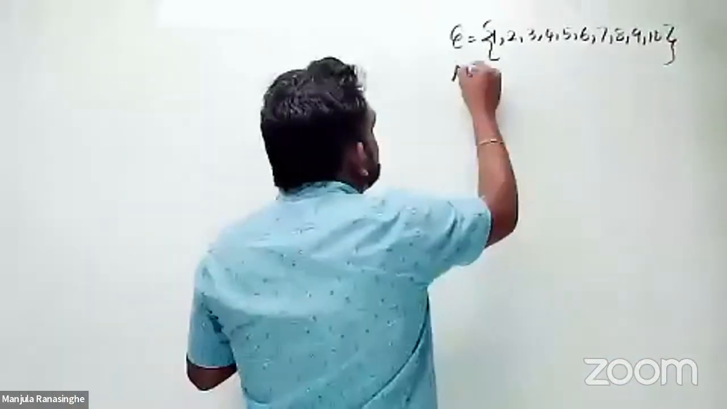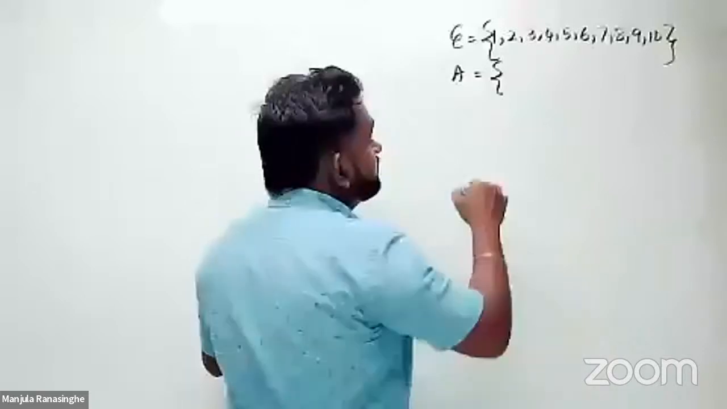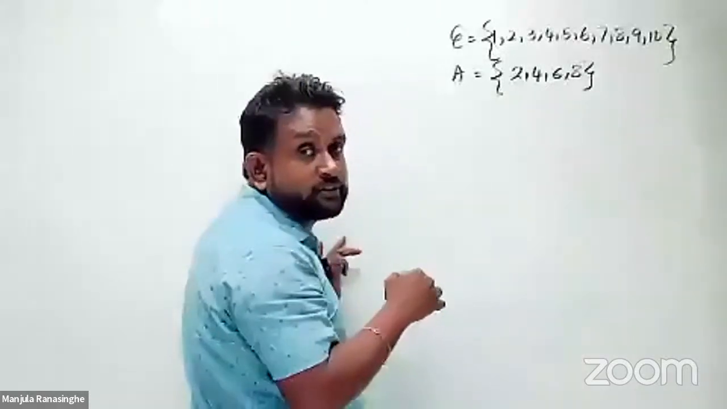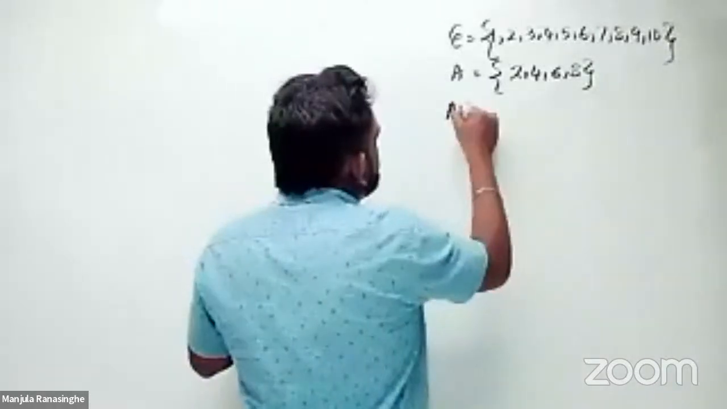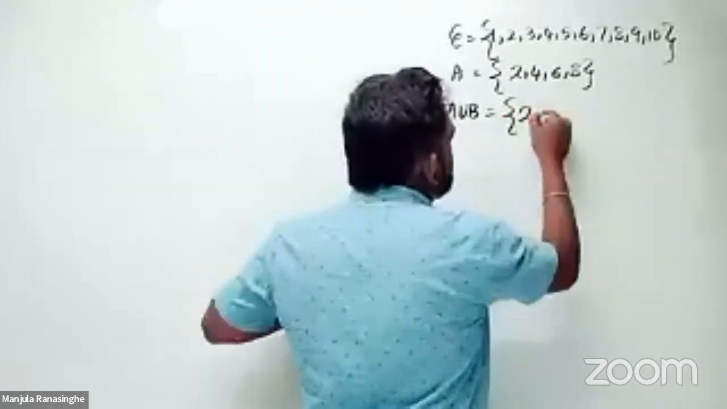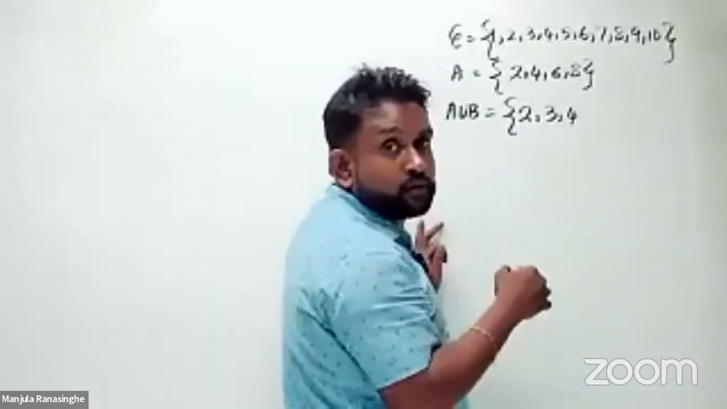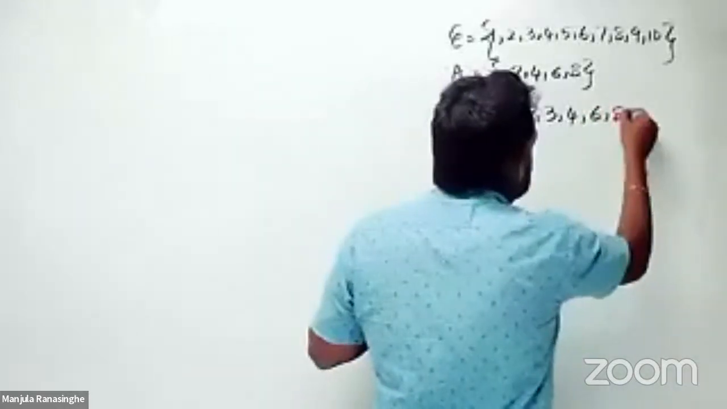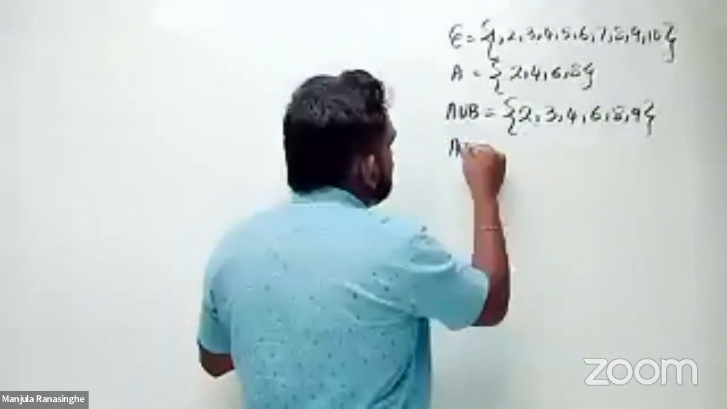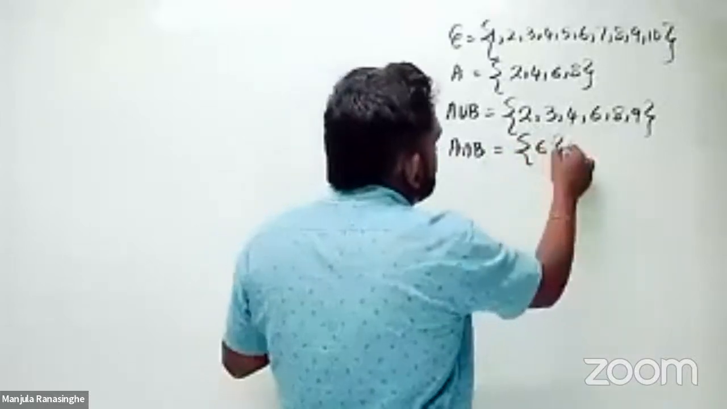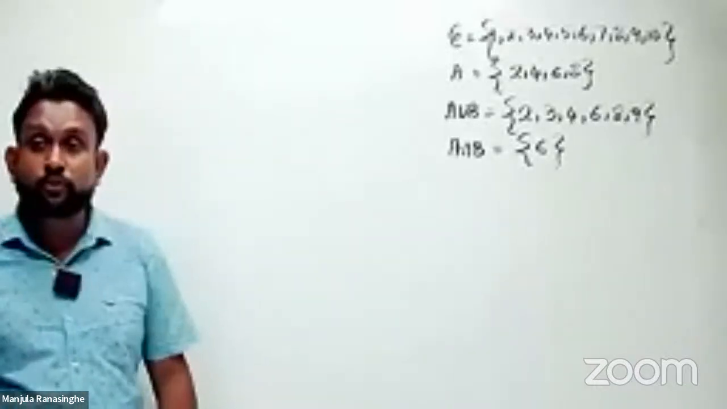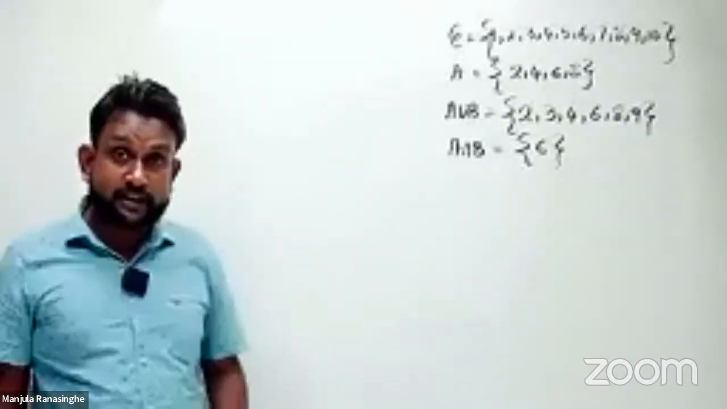Then we have another set called A, that is 2 4 6 8. Then we have the set A union B, that is given as 2 3 4 6 8 9. Then we have A intersect B as the set 6. Okay, so these are the information given. Then they are asking to include the above information in the Venn diagram.